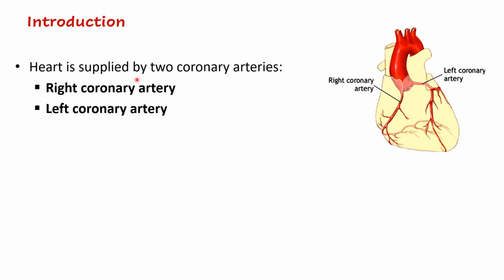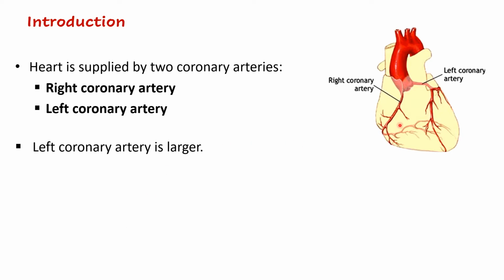Heart is supplied by two coronary arteries, that is right and left coronary arteries, which can be seen in this picture. You can see here, this is the ascending aorta and these are the two branches from ascending aorta which supply the heart, that is right and left coronary arteries.